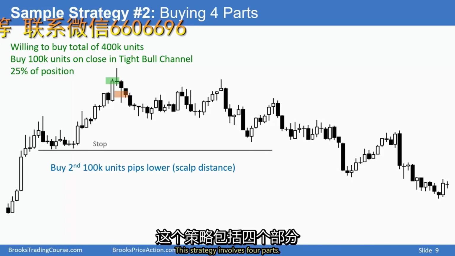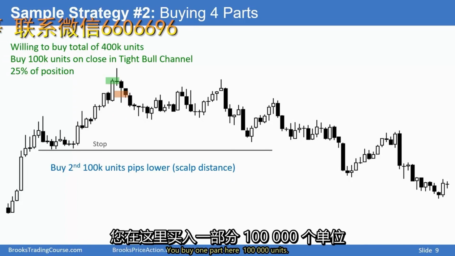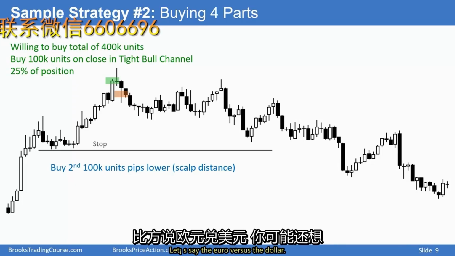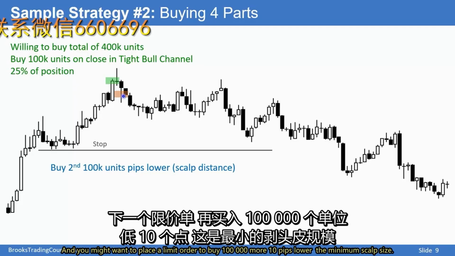This strategy involves 4 parts. So you buy one part here, 100,000 units, let's say the euro versus the dollar, and you might want to place a limit order to buy 100,000 more, 10 pips lower. 10 pips is the minimum scalp size.